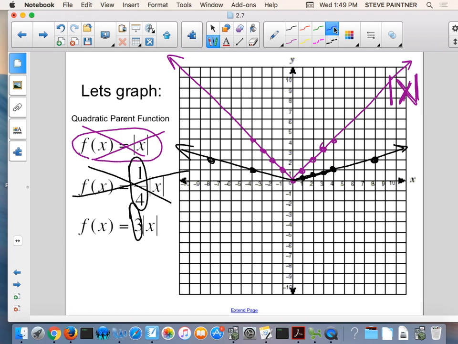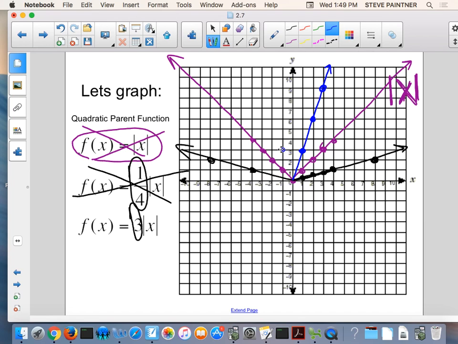Over 1, parent goes up 1. You're going to go over 1, 3 times higher. 3, right? The parent goes over 2, up 2. You're going to go 3 times higher. Double, triple 2, 6. Parent goes over 3, up 3. You're going to triple 3. 9. There it goes.